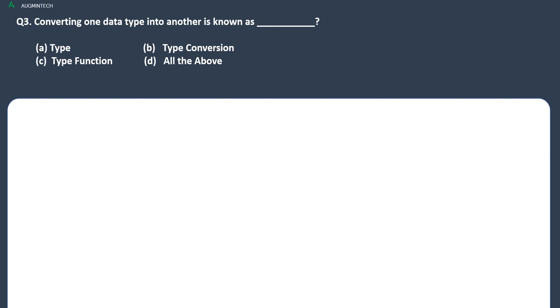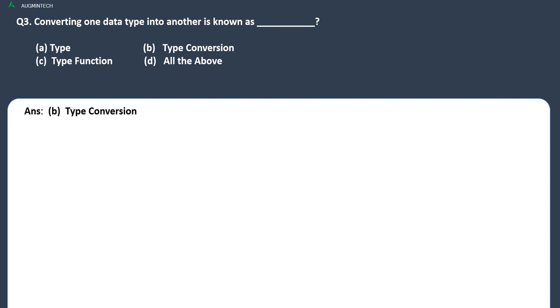Now let's have a look at the answer to this. Answer is option B, type conversion. So type conversion is converting one data type into another, like from integer to floating point values, floating point to integer, integer to string, string to integer, and so on. The only conversion that cannot take place is complex to any other data type.